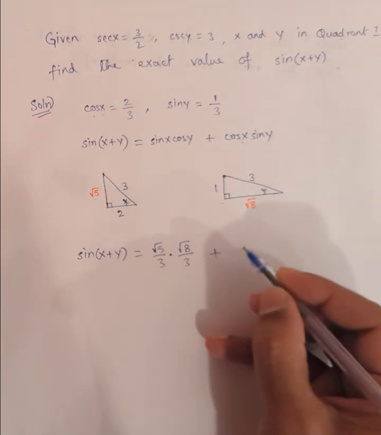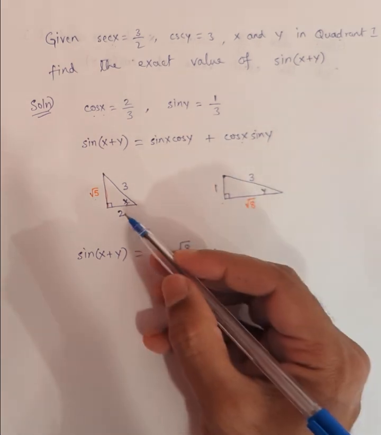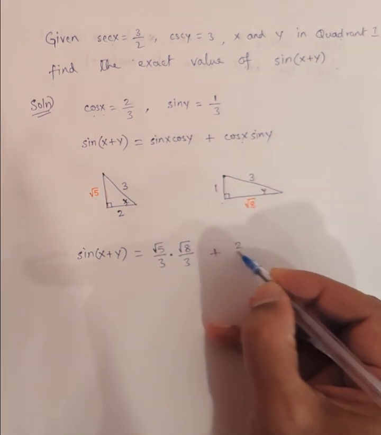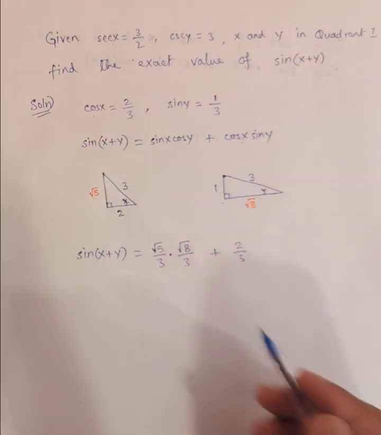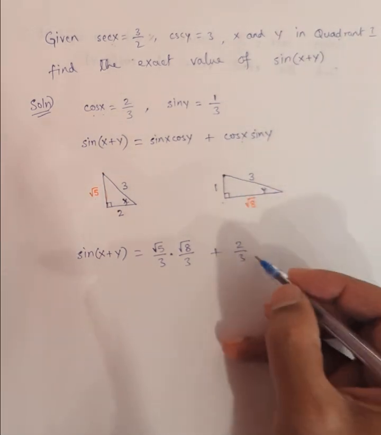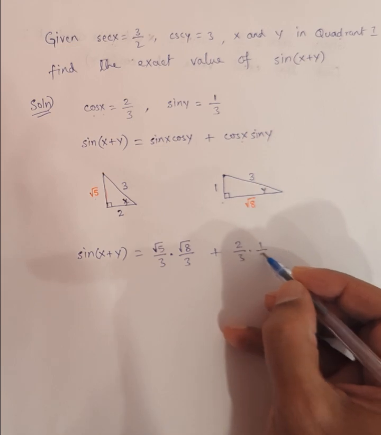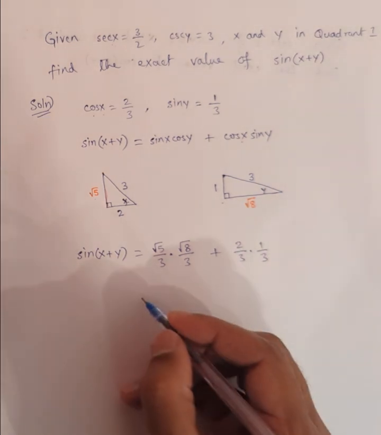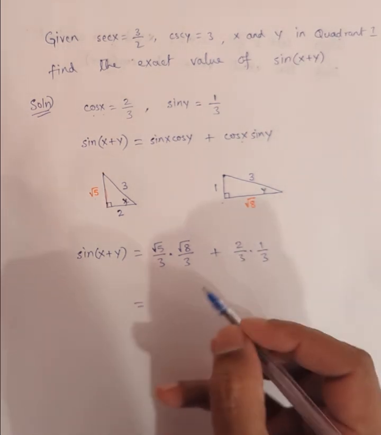Then copy the plus. Now cos x. Cos x is 2/3, or it's also given here. And sine y is 1/3. You can also look it up in this triangle. Now I have to follow the order of operations, do the multiplications first.